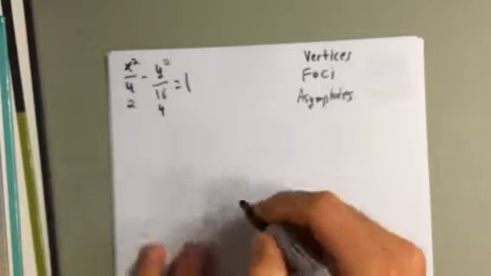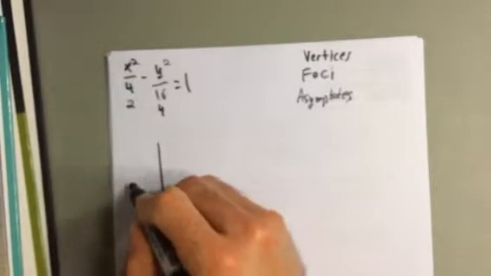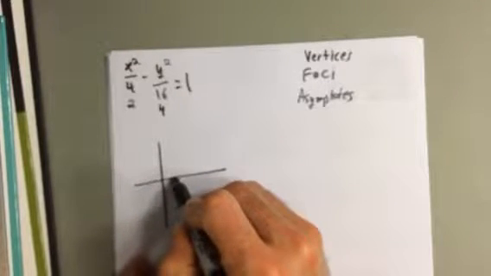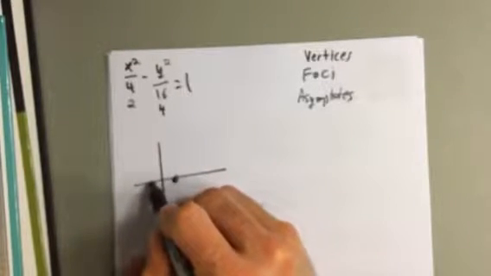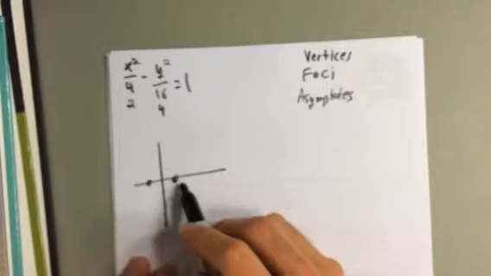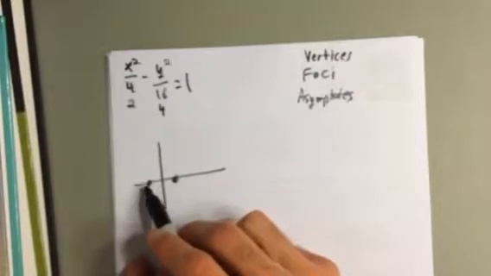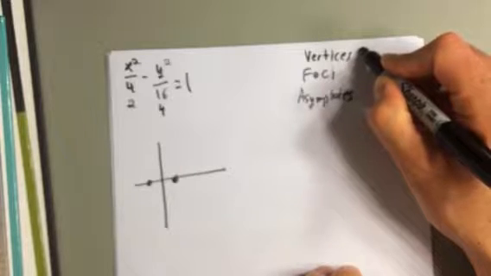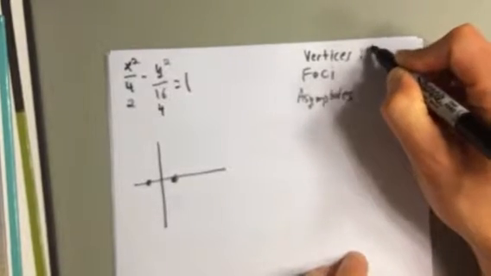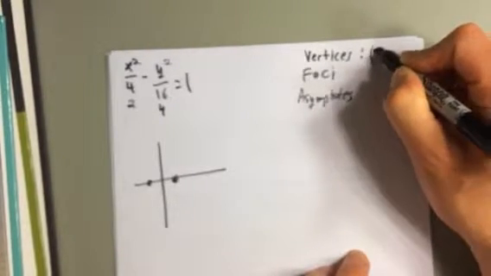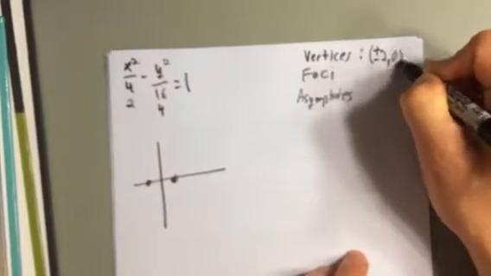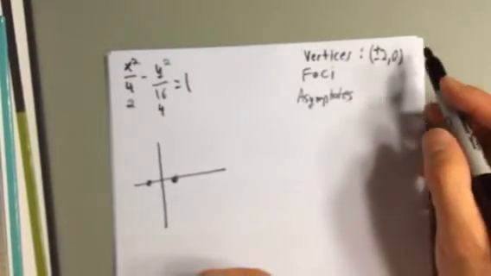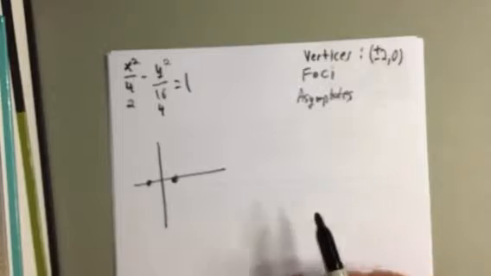Okay? So when I'm going to make this graph, I go 2 to the right, put a dot. I go 2 to the left and put a dot. And I know those are where my vertices are. So that's at 2, 0 and negative 2, 0. When you go to write that as the vertices, you can write it out as 2, 0 and negative 2, 0. Or you can write it like plus minus 2, comma 0. That means positive 2, 0 and negative 2, 0.